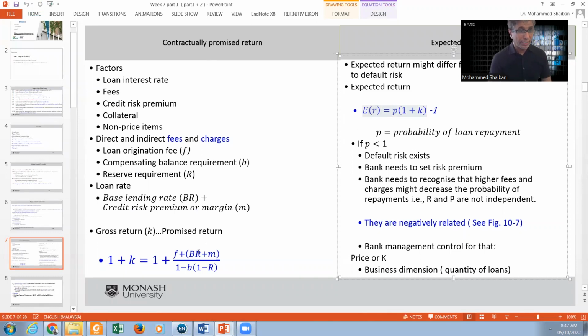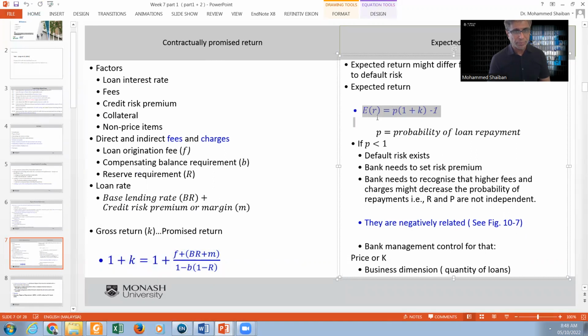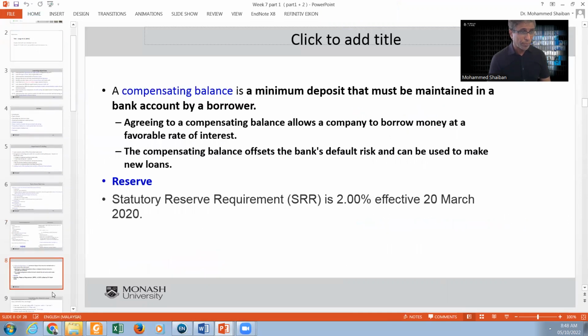I explained this very clearly in workshop number 7, part 2, which I recorded for you. So you have to calculate the K. If I give you all this information, and they give you the collateral, and they give you the probability of payments, you will be able to calculate the expected return. We have dealt with this in the tutorial, and we have dealt with it in the workshop.